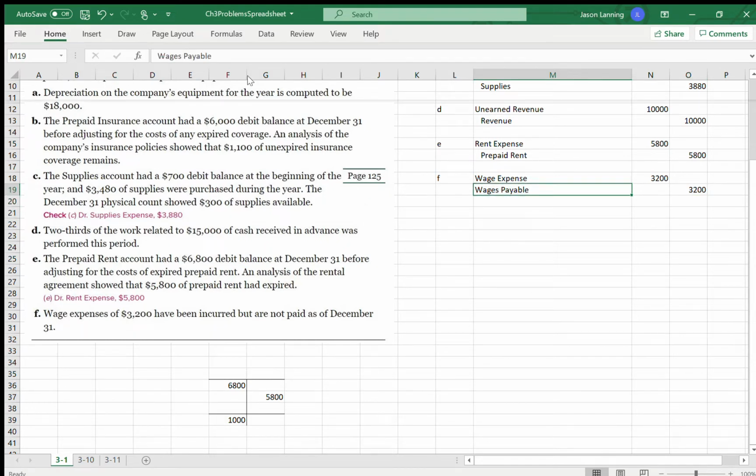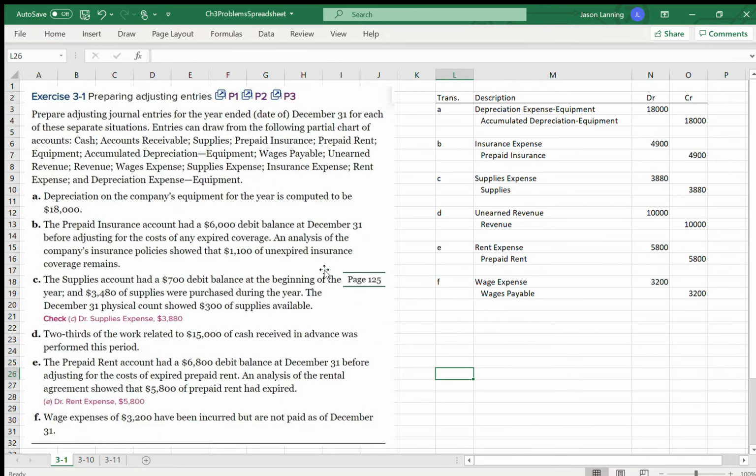All right, now, was there a part 2 to this, or is this the only thing we had to do? Let's see. This was it for 3.1. So these are adjusting entries. Okay, these are how we make these in a sense.